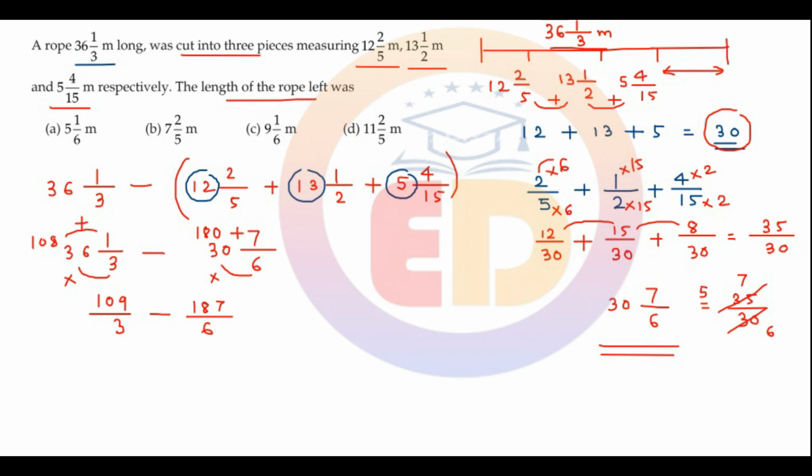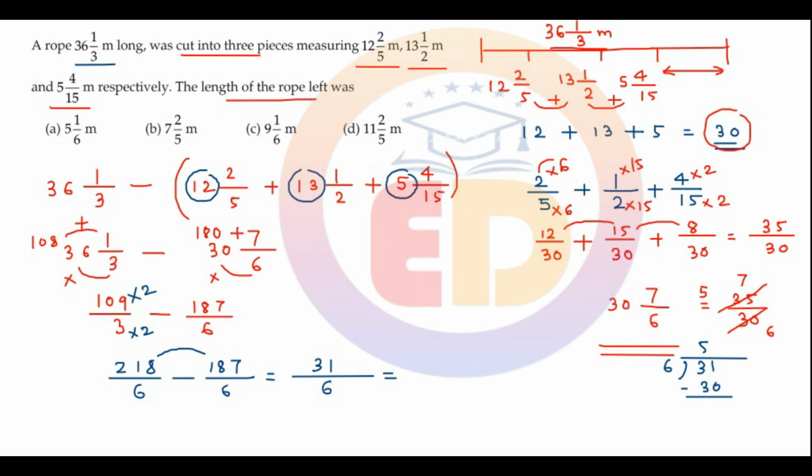Both the denominators are unlike. Let us make them like by converting this 3 to 6, multiply by 2. Multiply the numerator also by 2. 109 multiplied by 2 is 218 upon 6, minus 187 upon 6. Now both the denominators are the same, so the denominator of the answer will be 6. Subtract 218 and 187. Subtracting this, 13 plus 18, this is 31 upon 6. 31 upon 6 can be converted to a mixed fraction by dividing it by 6. 5 sixes are 30.